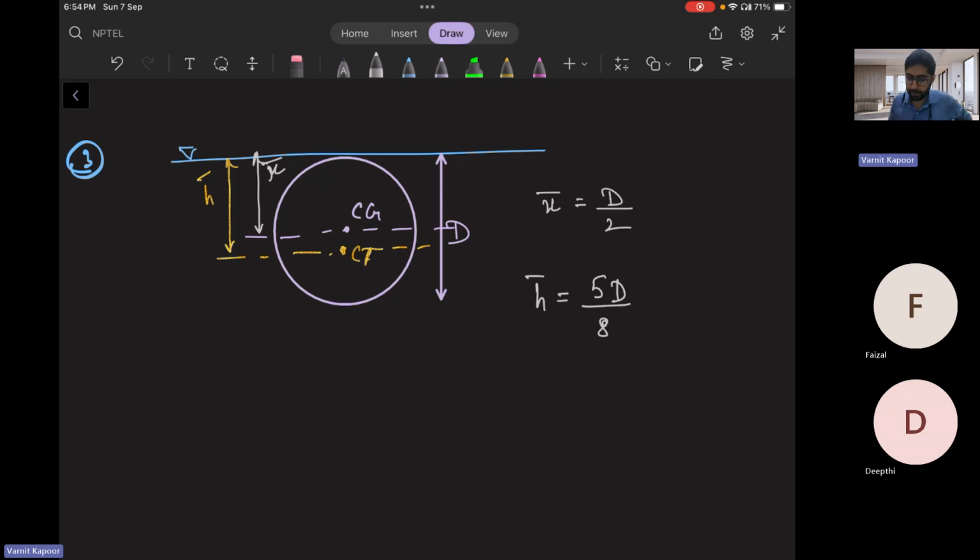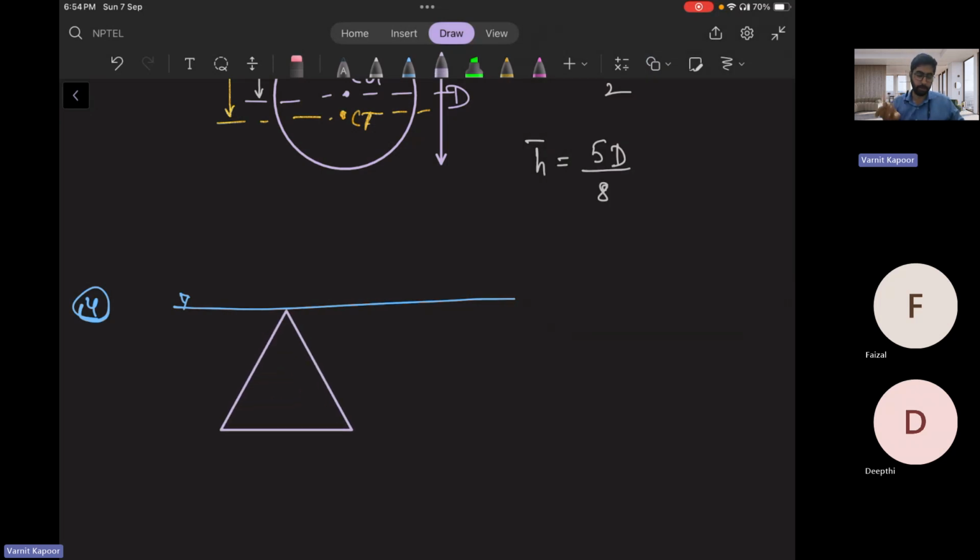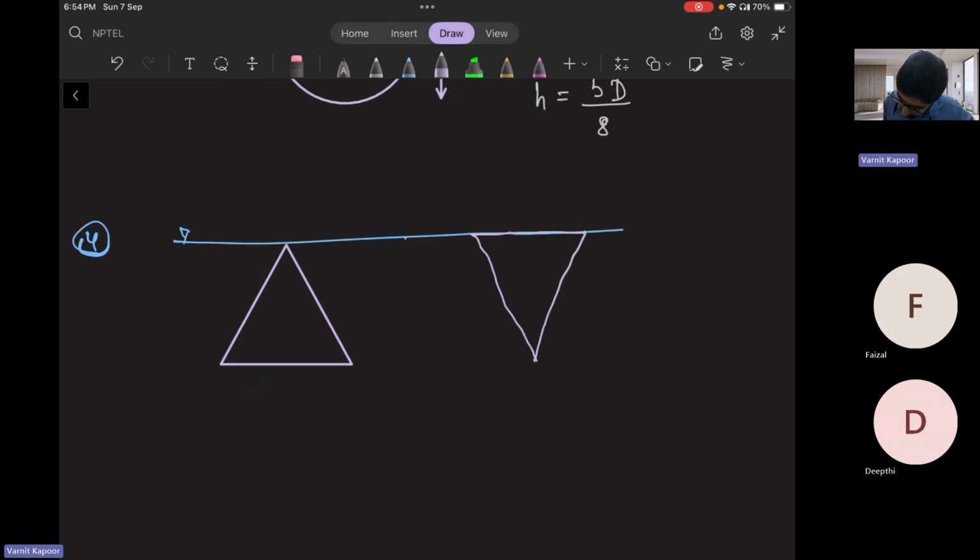Okay. And the fourth case is a triangular plate touching the free surface. Triangular plate with the apex here. Okay. Base can also touch it, can be an inverted plate as well. Two cases can be here. Okay. One case is like this, and another case can be like this as well. Suppose like this. Okay, both the cases will have different h bar.